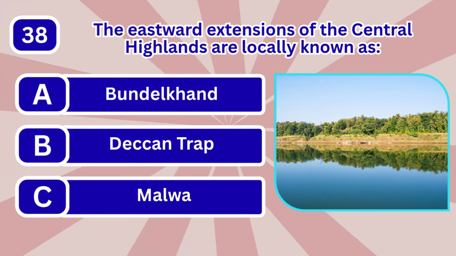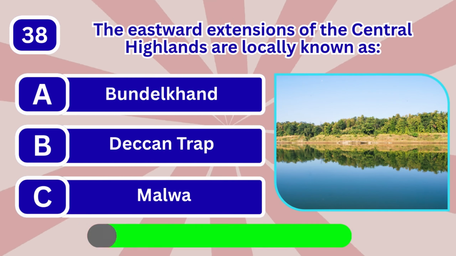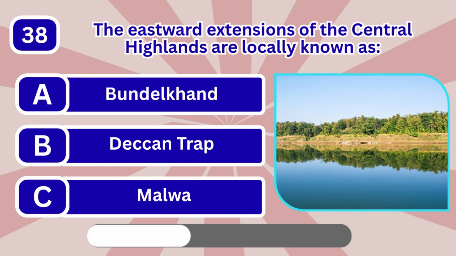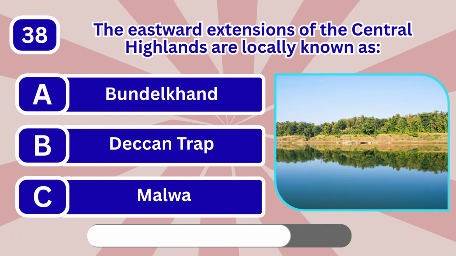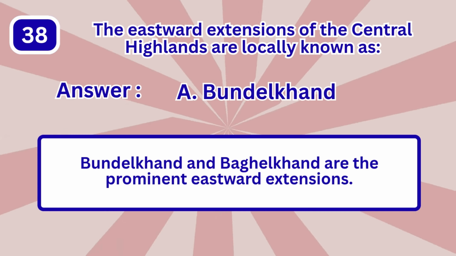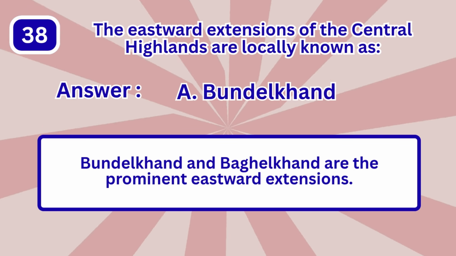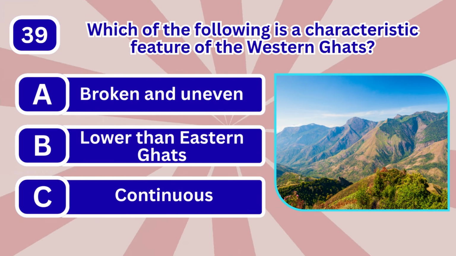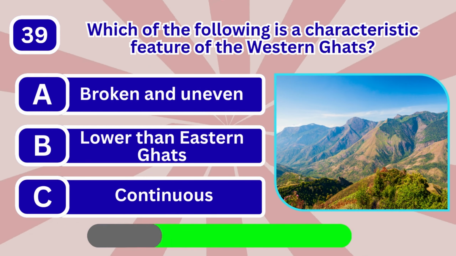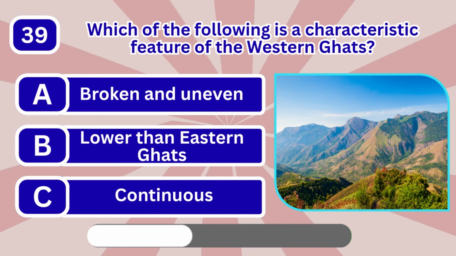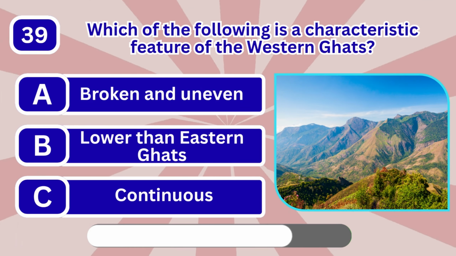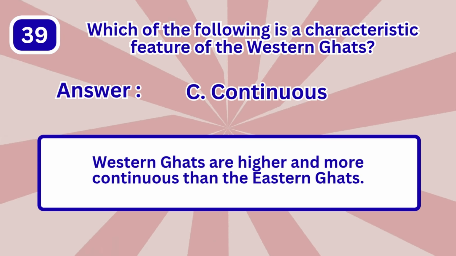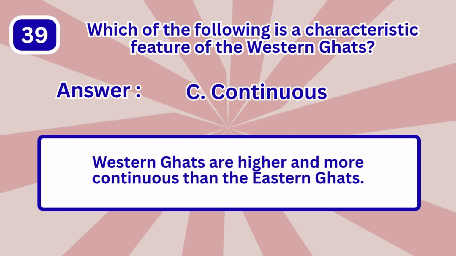The eastward extensions of the Central Highlands are locally known as? Correct answer is A. Bundelkhand. Which of the following is a characteristic feature of the Western Ghats? Option C. Continuous.